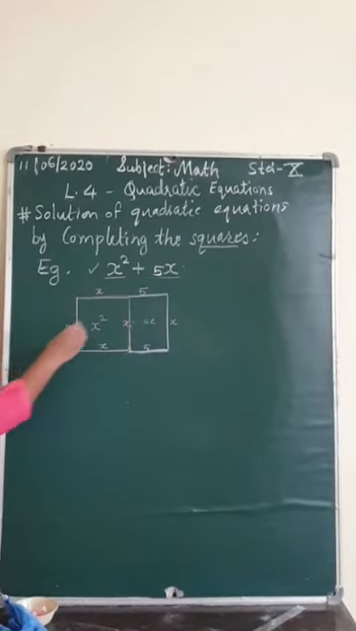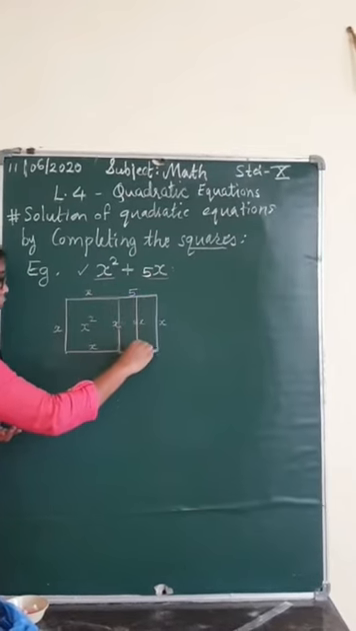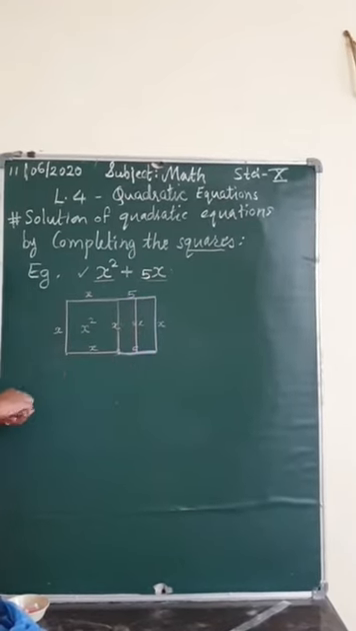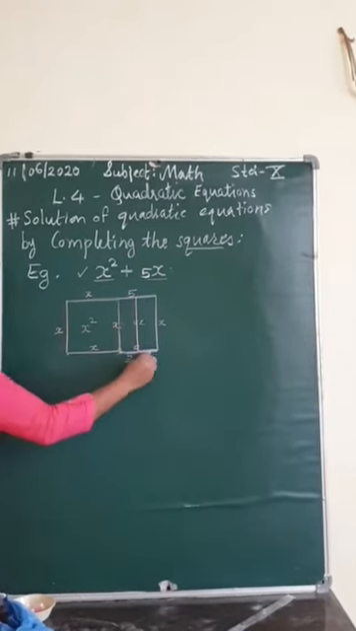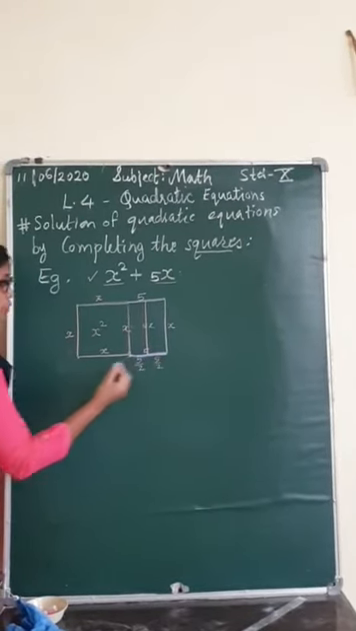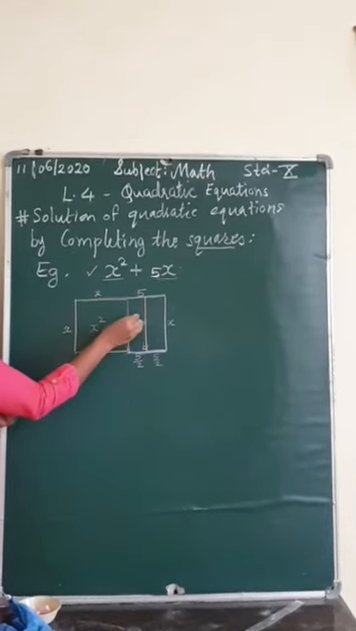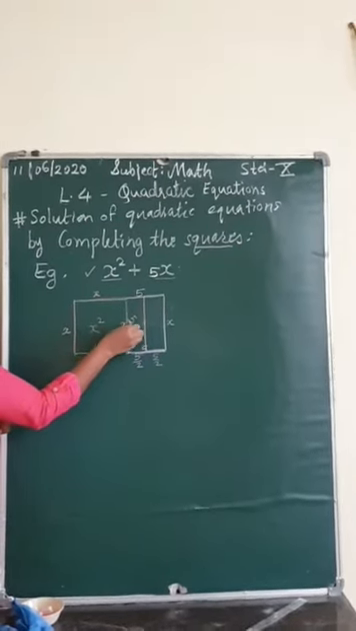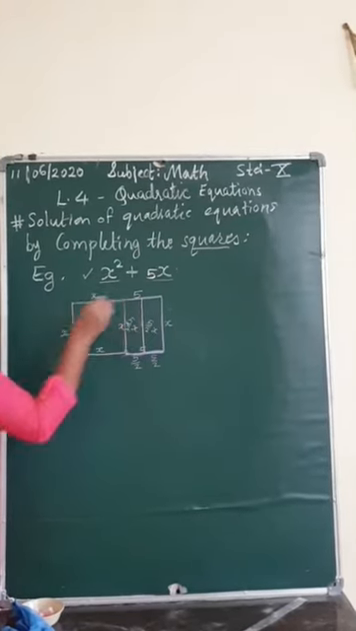Now, if you divide this rectangle into 2 equal parts, what do we get? We get this as 5 upon 2, and this remaining as 5 upon 2. So this rectangle will have the area 5 upon 2 x.